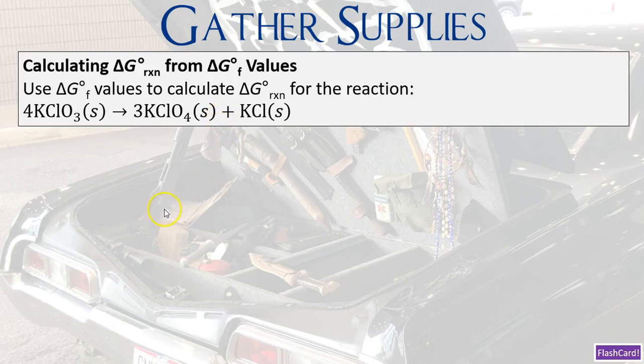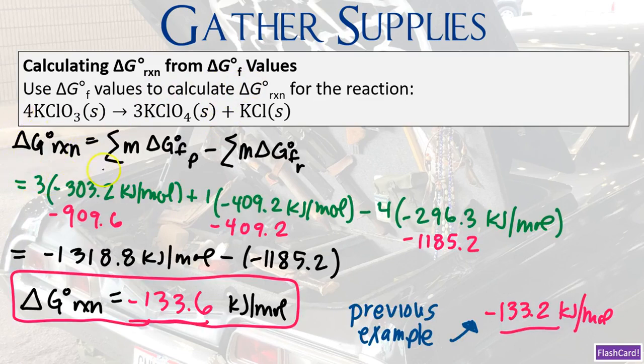The first thing we need to do is write our expression for our delta G naught of the reaction. All right, delta G naught of the reaction is going to equal the sum of the moles of the products multiplied by their delta G naught of formation value minus the sum of the moles of the reactants multiplied by their delta G naught of formation value. So since I already have my products here and my reactants, I go ahead and plug it in. I get 3 times negative 303.2 kilojoules per mole. Now again, these delta G naught of formation values will be given to you, most likely in a table in any type of question on an exam, for example. Okay, so when I multiply this number here, I get negative 909.6.